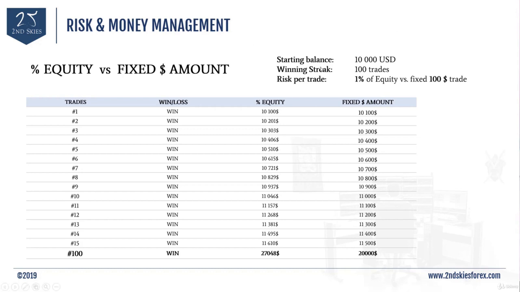But let's say you won 100 trades in a row and you were risking 1% of your equity per trade versus a fixed $100 per trade. At the end of 100 trades, if you start off with $10,000 and used a percent equity risk model, at the end your account would be $27,048. However, if you went with the fixed dollar amount, your account would be $20,000. So in this scenario, the percent equity model outperforms the fixed dollar amount by a large margin.